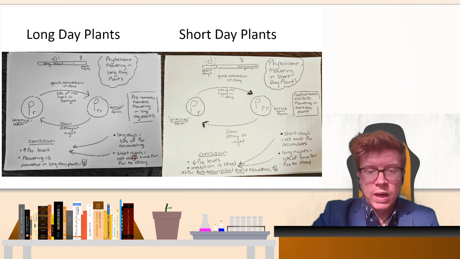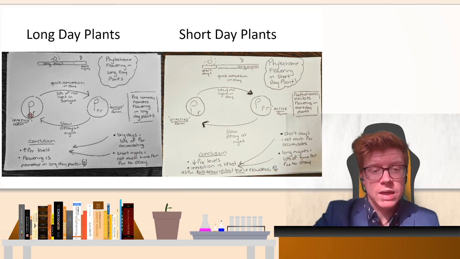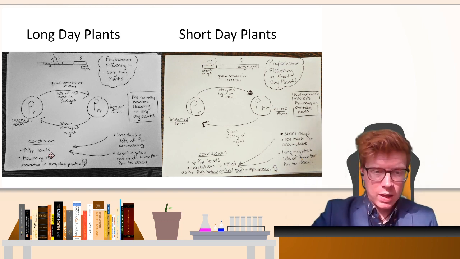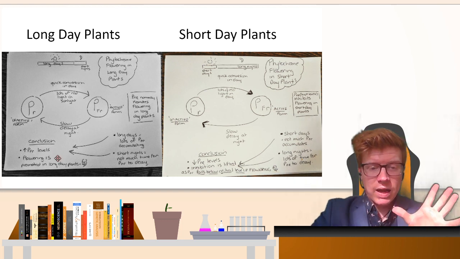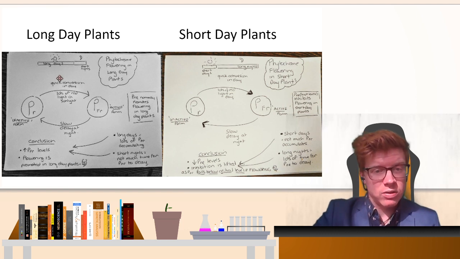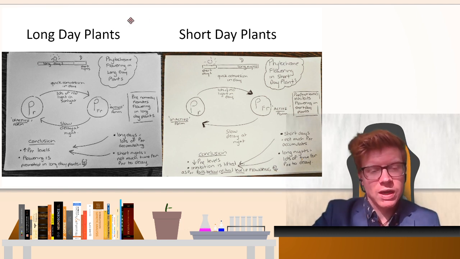Short nights mean that you don't have enough time for PFR to decay to PR, and as a result, these PFR levels are increased overall when we have our long days, and flowering is promoted when we have a day-night cycle that looks like this, when we have a nice long day in the middle of our summers.